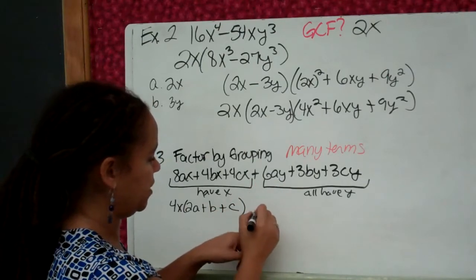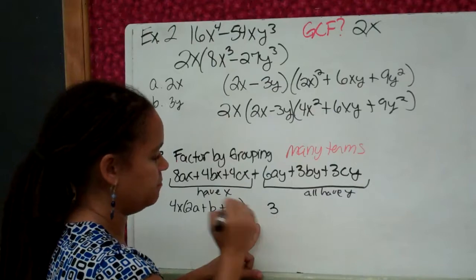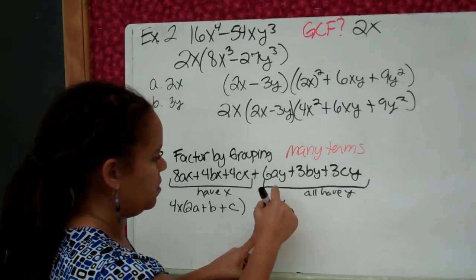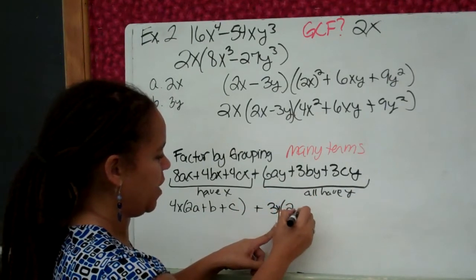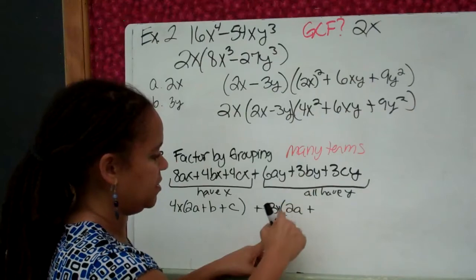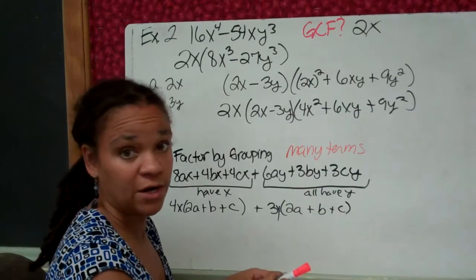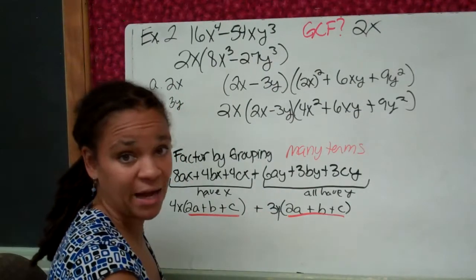Now let's factor out here. What can I factor out here? I can factor out a 3, oh wait, I can factor out 3y, and I'd be left with 2a plus b plus c. And the way I know I factored them correctly, look, they match.